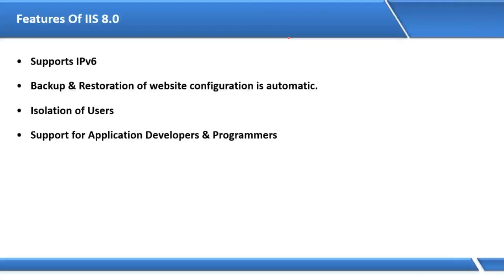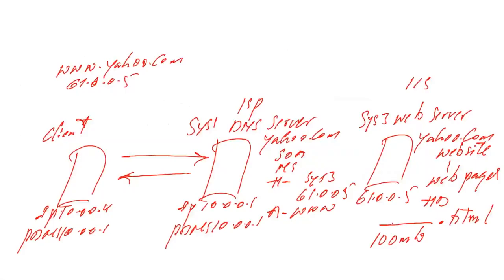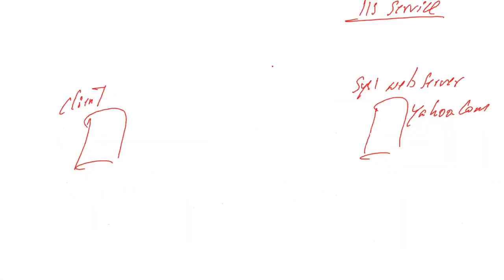So now, whenever we are accessing the website, how are we accessing? For example, this is my web server and this is my client, and the user wants to access the website. Whenever we want to access any website, maybe yahoo.com, gmail.com, any bank website or any company website, what are we typing? We are typing microsoft.com, gmail.com, yahoo.com. So how are we accessing the website?